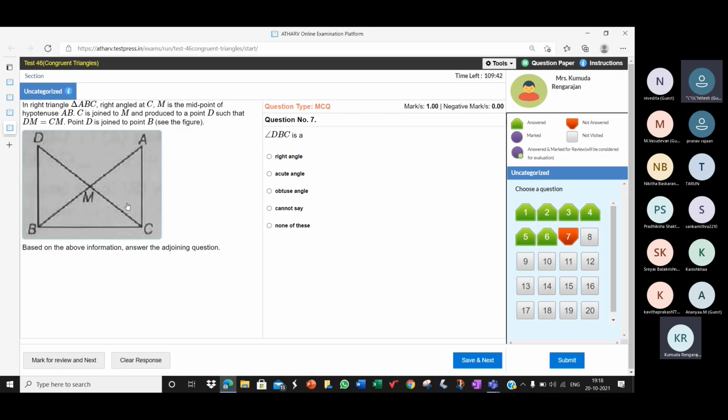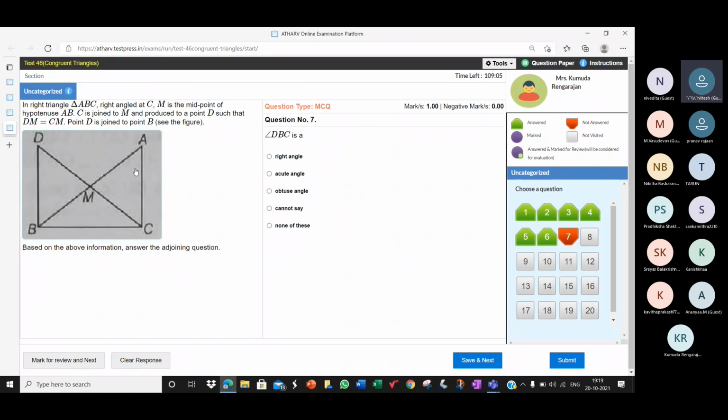No, this angle will not be equal to this angle. This angle and this angle will be equal when these two triangles are congruent, because CM is equal to MD, AM is equal to BM, and vertically opposite angles are equal. Then they are alternate interior angles, so DB is parallel to AC.